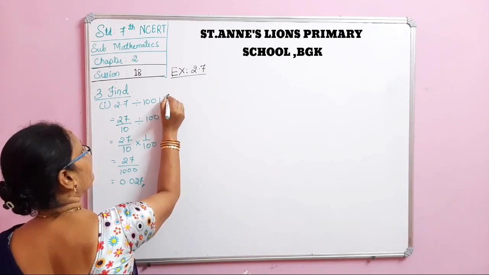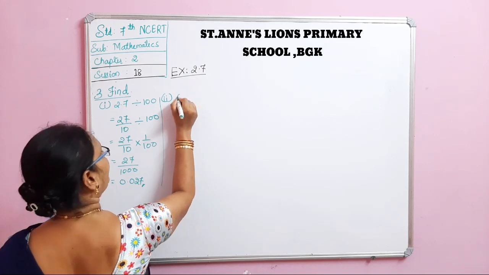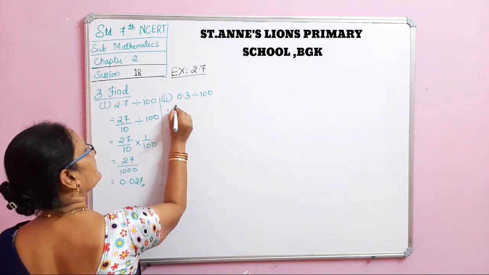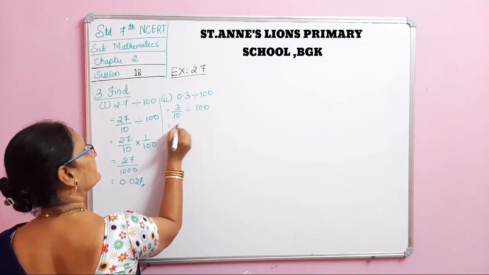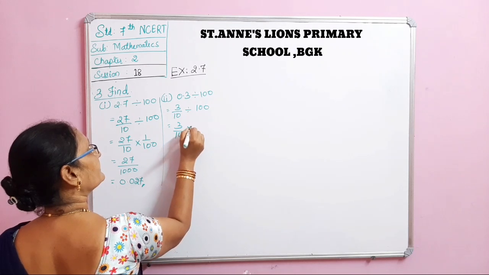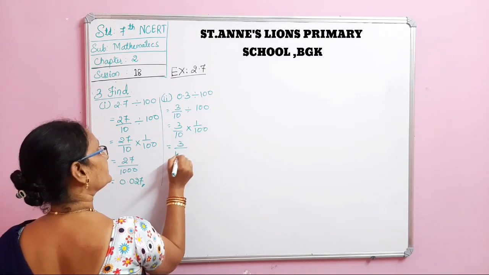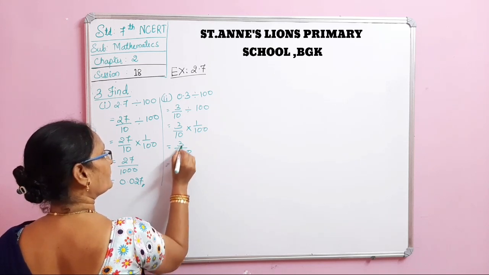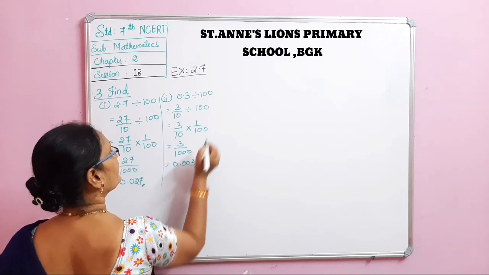Then second one, 0.3 divided by 100. 3 by 10 divided by 100. 3 by 10 into 1 by 100. 3 by 1000. So 3 places we have to leave. 1 place is there already. 0.003 will be the answer.